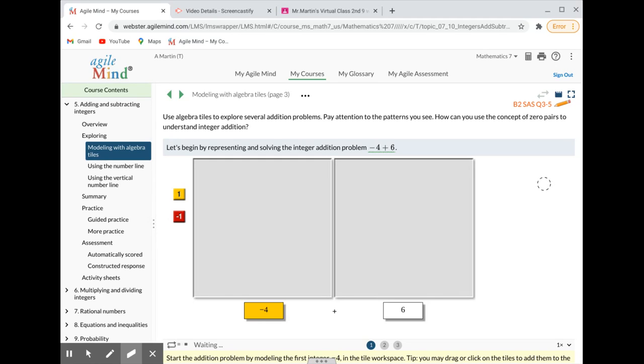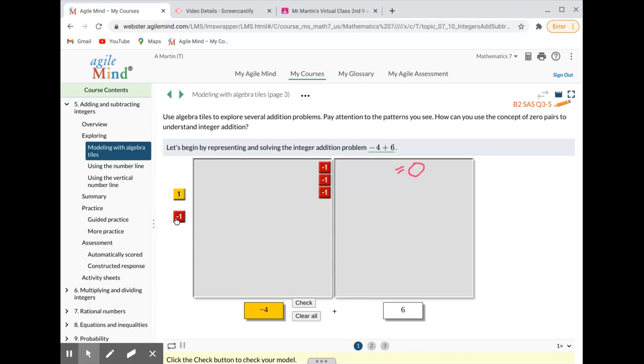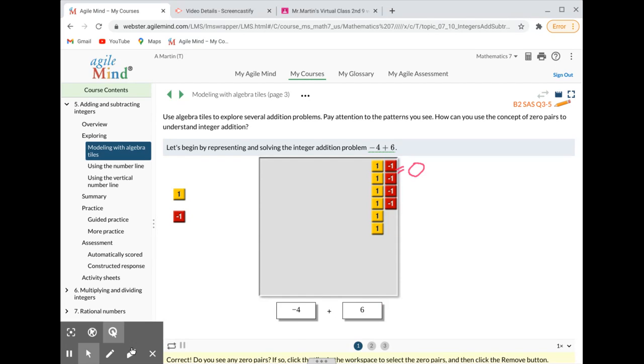Help her out, Vincent. For the -4, you would put 4 of the negative ones in there, and then for the +6, you would put 6 of those. Good job. 6 of the regular ones. Whoa, that looked like too many. 1, 2, 3, 4, 5, 6. Gotta get rid of some. There we go.